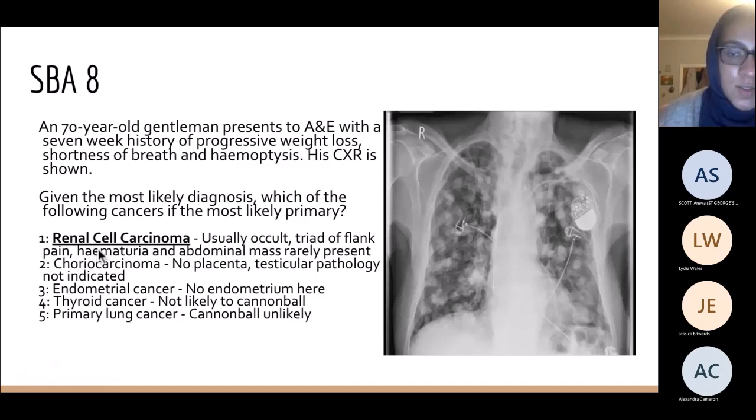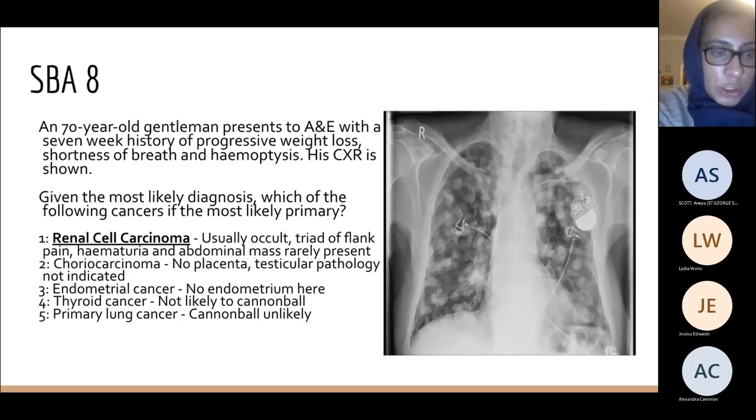Now, for renal cell carcinoma, the typical triad that you get in past med would be flank pain, hematuria, and abdominal mass. But in real life, that's rarely present. Only in like 5 or 10% of cases do they present with this typical triad of flank pain, hematuria, and an abdominal mass. But what I can say is that it's very associated with cannonball mets.